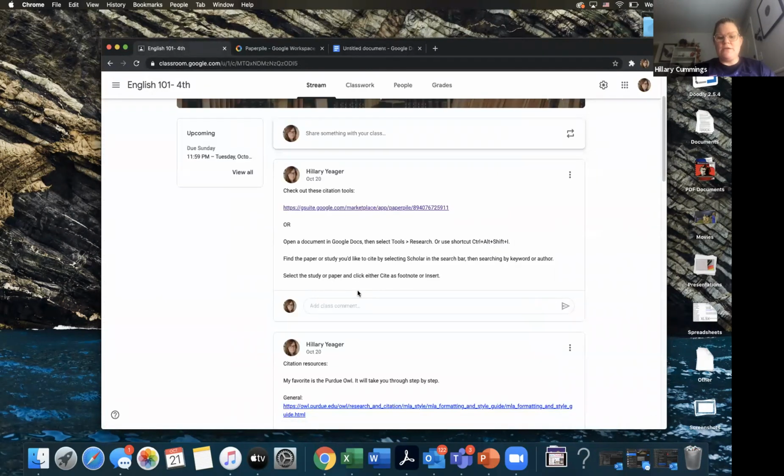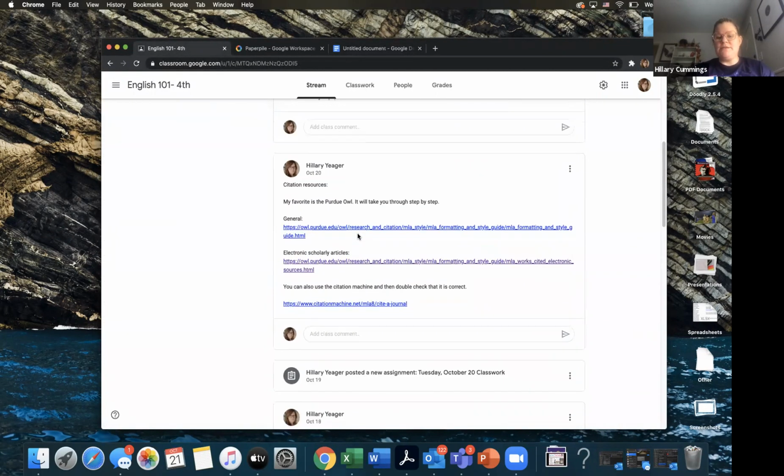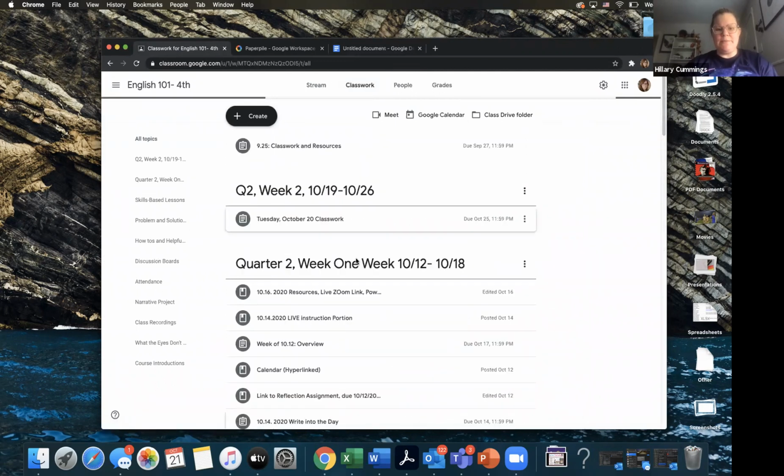So those are there. I also have included additional citation resources if you want to double check your citation, and then the link to the citation machine. If it were me, I would probably use the Google Doc one, because that way you are setting yourself up so there's going to be no problems whatsoever. But let's take a look at this assignment.